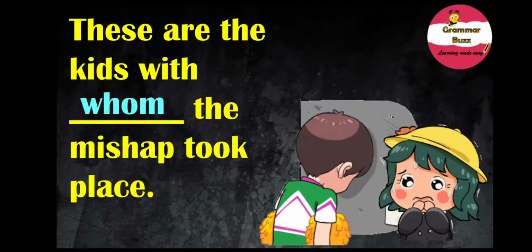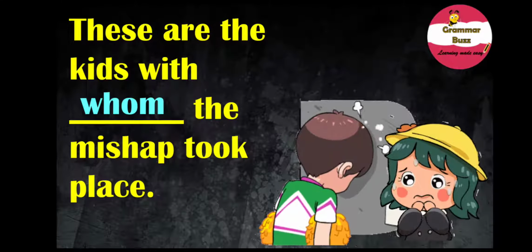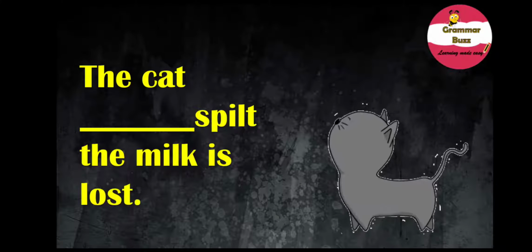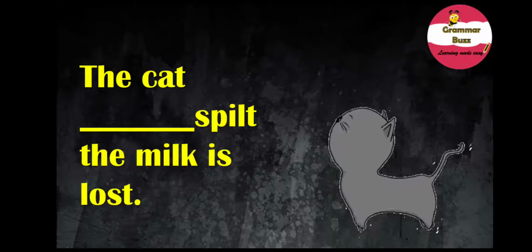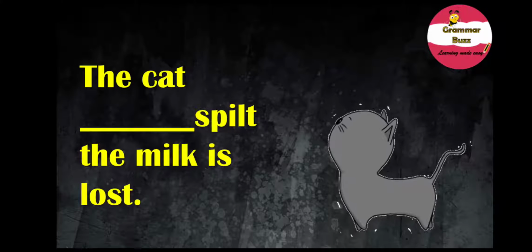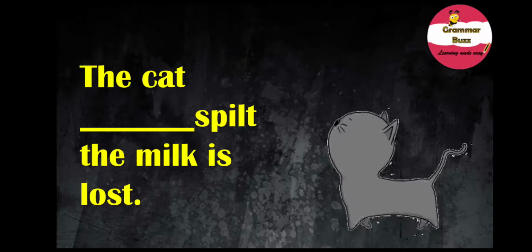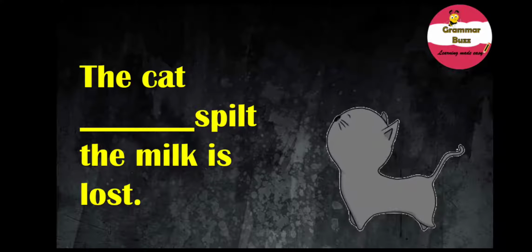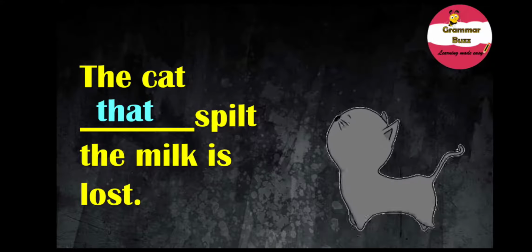Hey, great job. And our next sentence on the list is, the cat dash spilt the milk is lost. What about this one? What do you have for this sentence? And you are right again. It is that. The cat that spilt the milk is lost.